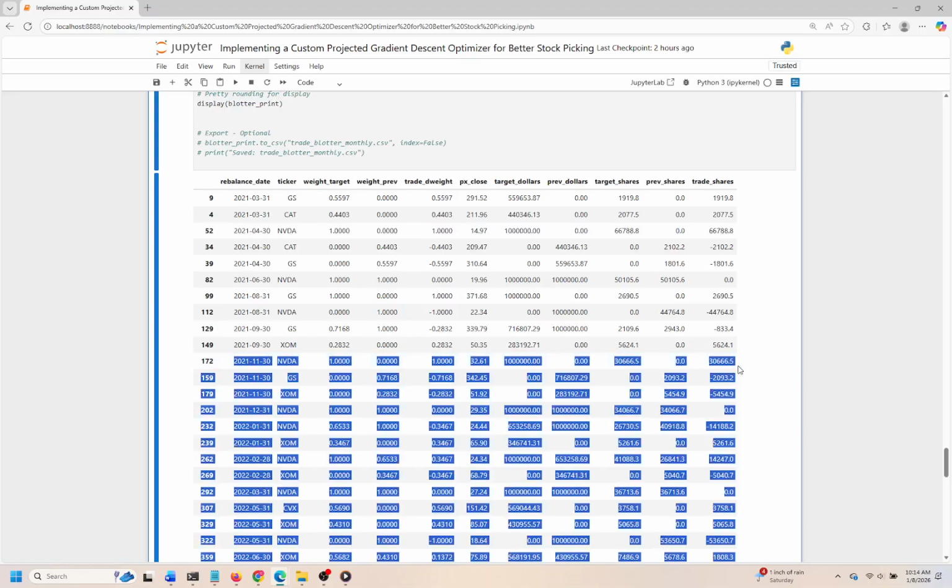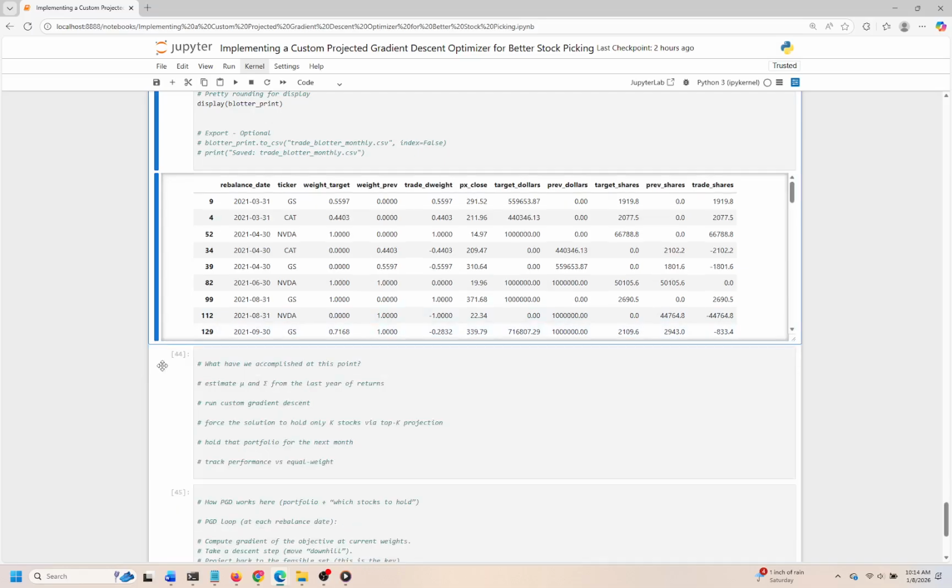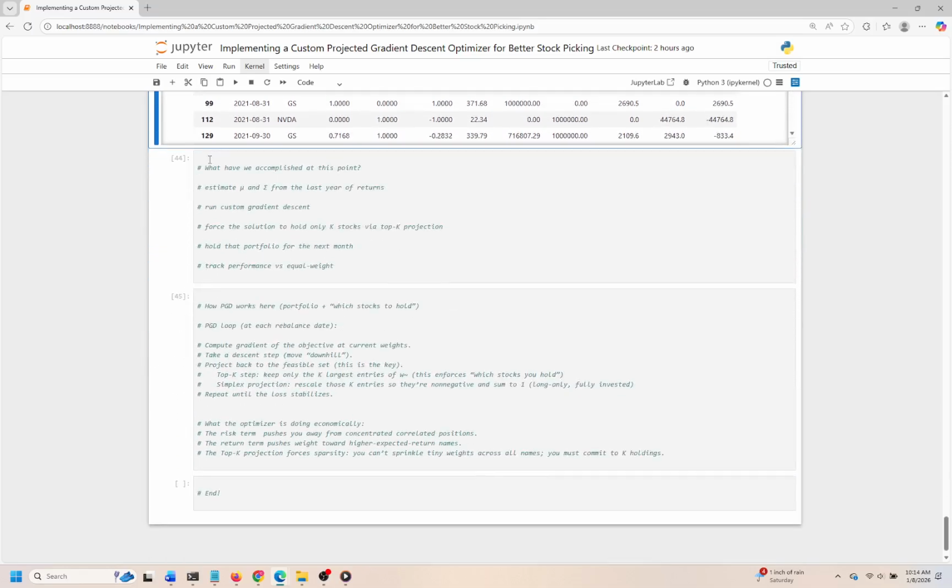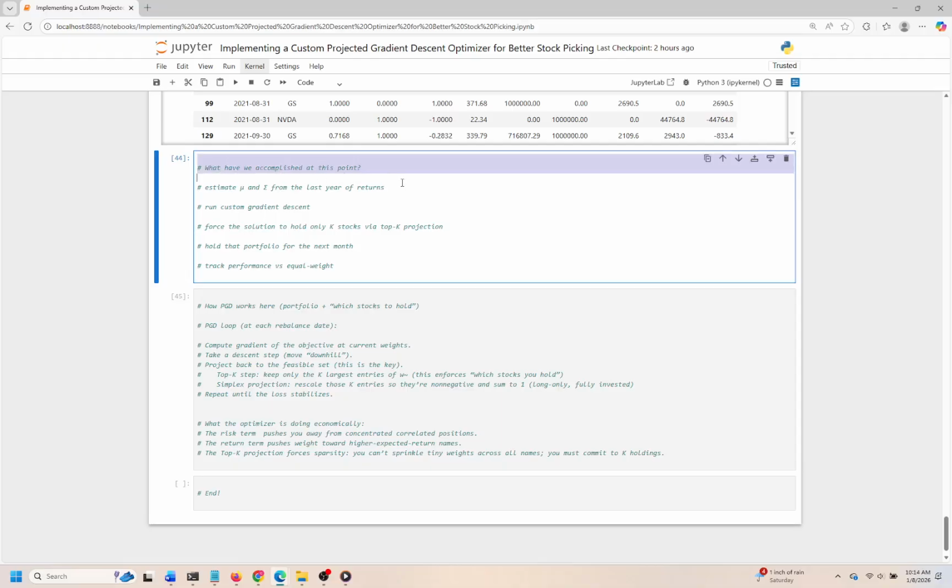Cell 13. In this cell, we assess the progress we've made so far in our financial modeling journey, focusing particularly on our portfolio optimization strategy. We've developed a framework that not only estimates key metrics like the mean return and the volatility of our asset returns from the previous year, but also employs a custom gradient descent method to refine our portfolio selection. This step is crucial because it allows us to shift our attention toward generating an optimized portfolio of stocks.